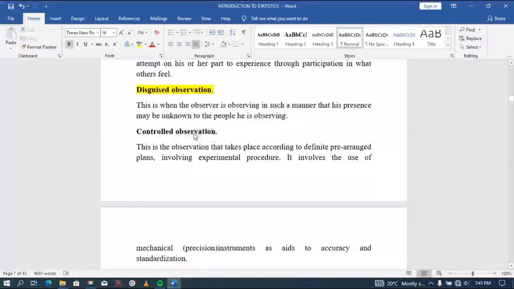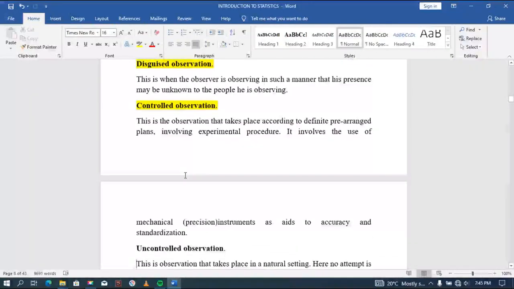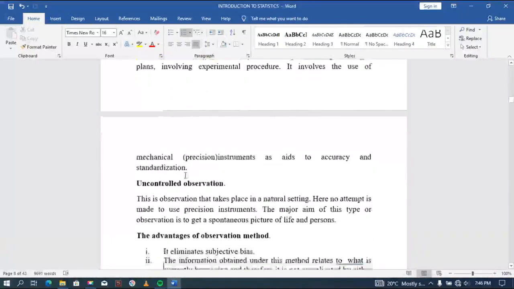Then you have controlled observation. This is the observation that takes place according to a definite pre-arranged plan involving experimental procedures. It involves the use of mechanical instruments as aids to accuracy and standardization. So controlled observation is a planned observation, well arranged in terms of the procedures to be used, the measurements to be used, the instruments to be used, and experiments that will be conducted.